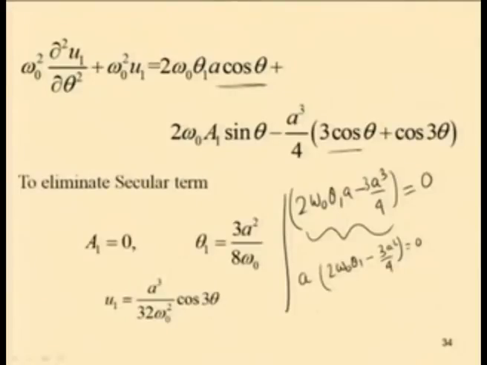So, otherwise one can write this theta 1 equal to 3 a square by 4 into 2, that is 8 omega 0. So, we got this condition, that is theta 1 equal to 3 a square by 8 omega 0 and a 1 equal to 0. So, by eliminating the secular term, we got this expression.